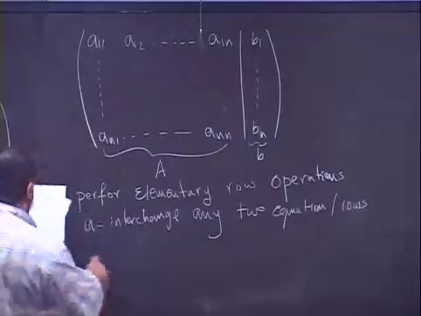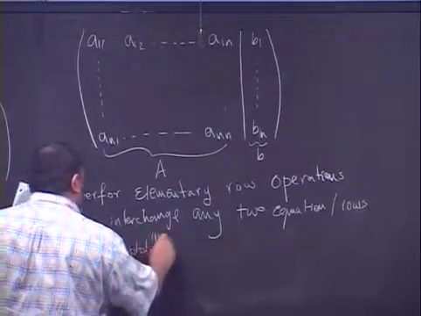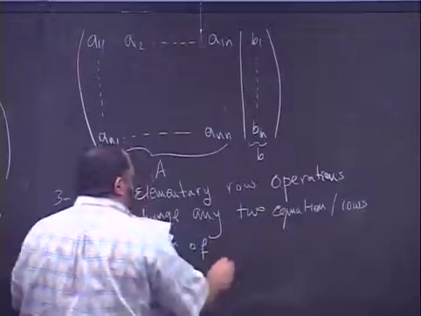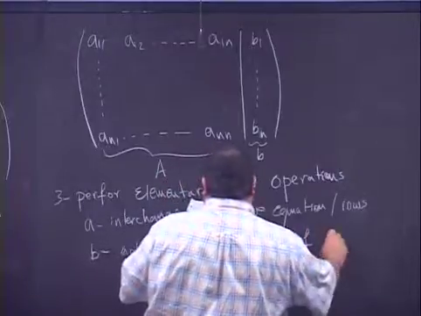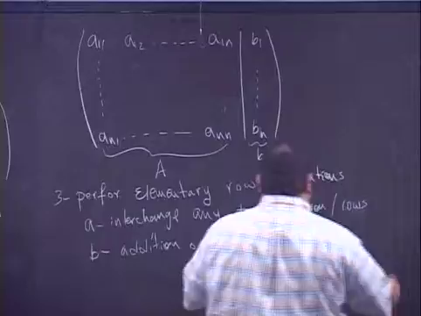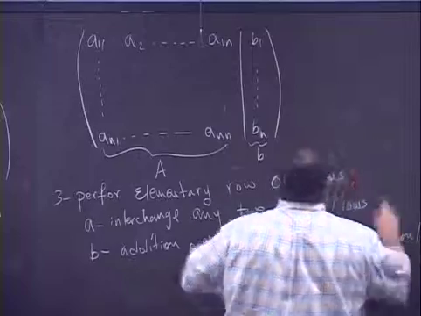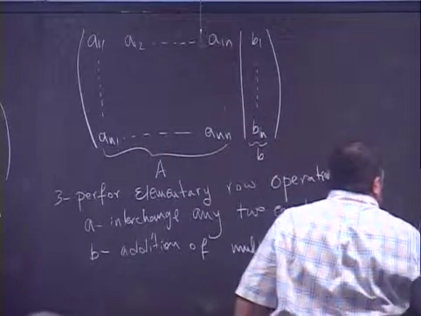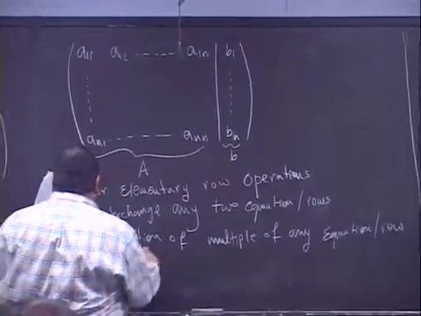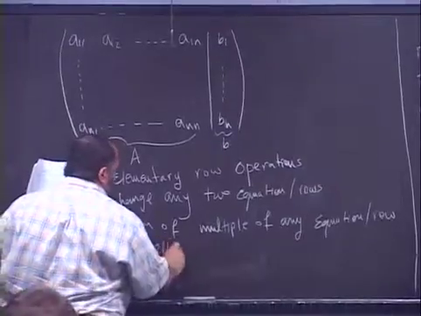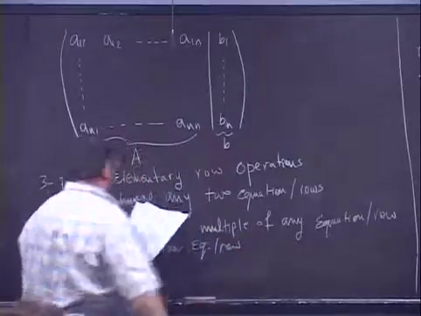So the second operation is if you do addition of multiples of any equation, and an equation here is represented by a row, so any equation or row, to any other equation or row, this will also not make any change.